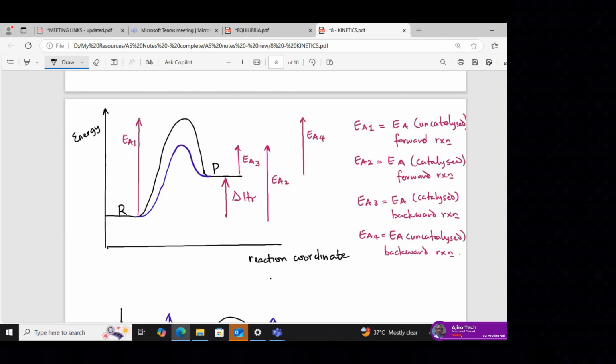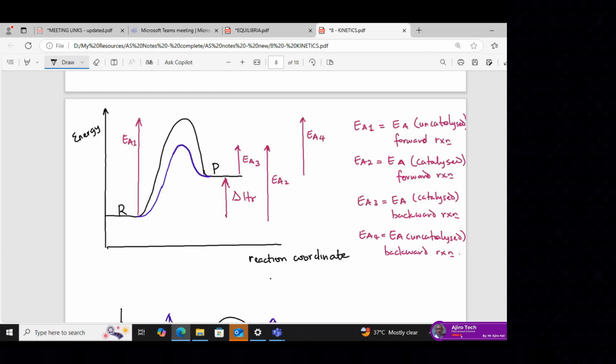EA1, EA2. How many EA did I put there? Look at them one by one. Where's EA1? EA1 is the EA of the uncatalyzed reaction in the forward sense. What would be the EA of that same reaction in the backward direction? It will be EA4. Do you agree? EA1 is forward, EA4 is backward, for uncatalyzed. Is that correct?